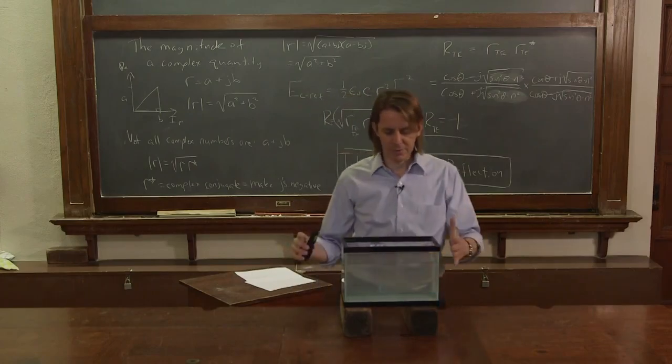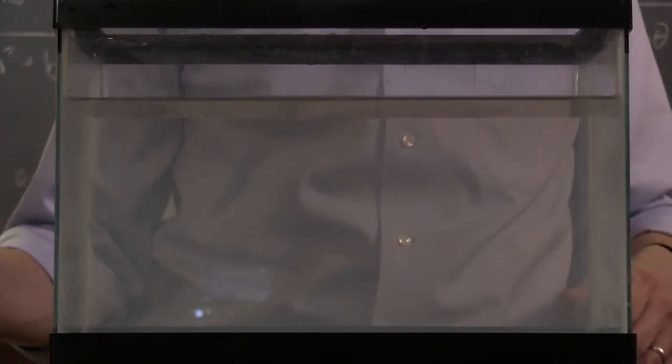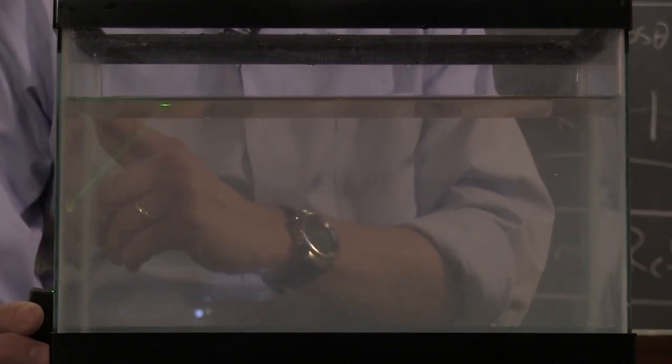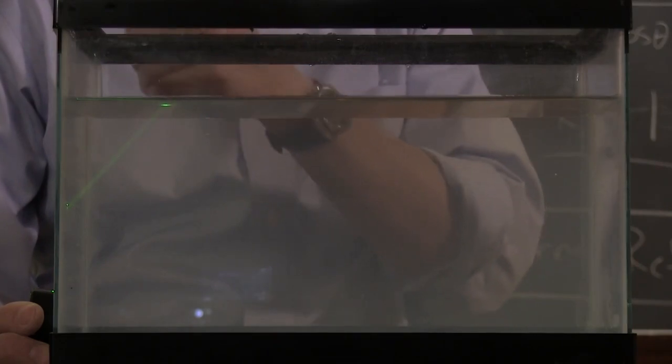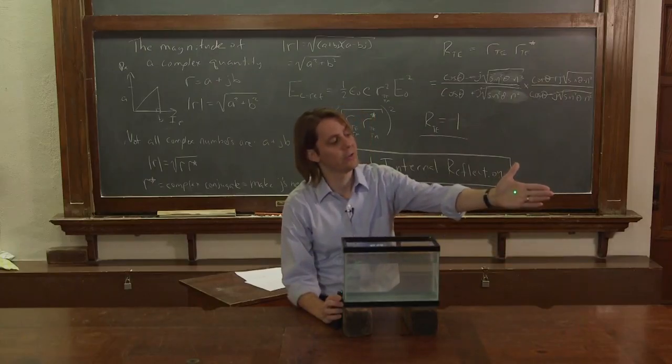So I've got my fish tank, a little bit of milk in it so you can see the beam as we've been looking at. And now I'm going to send my plane wave in. And if I send it at a really high angle, you can see what's happening is it's coming out and it's going away from the normal. So it's coming out here somewhere. There it is, right there. So it's coming out.